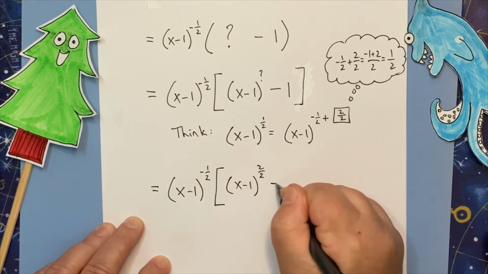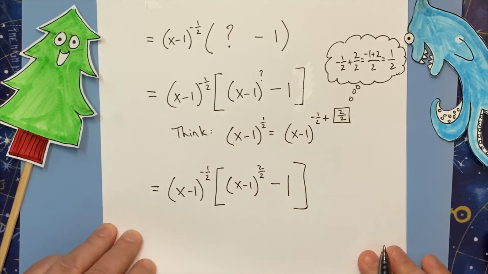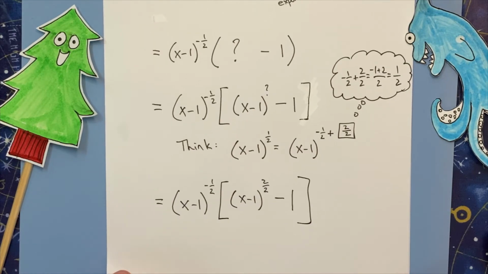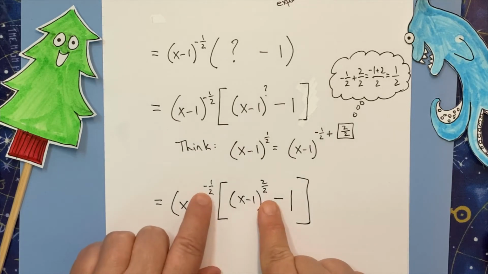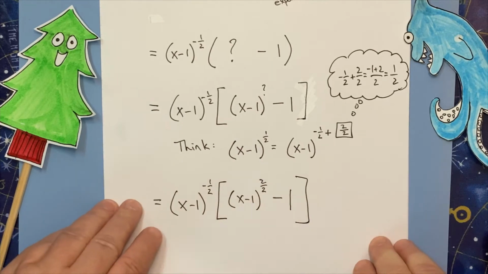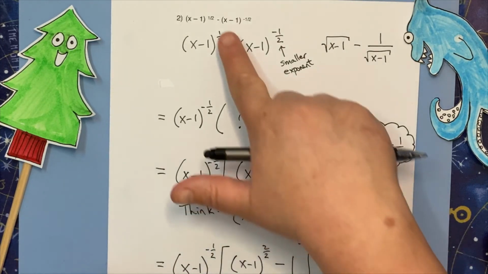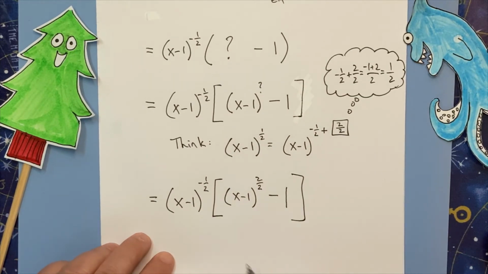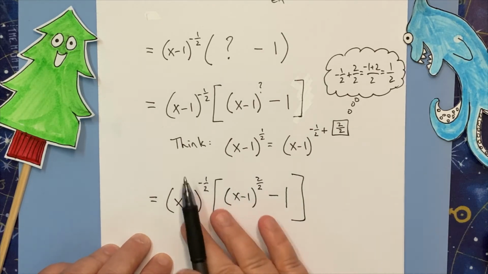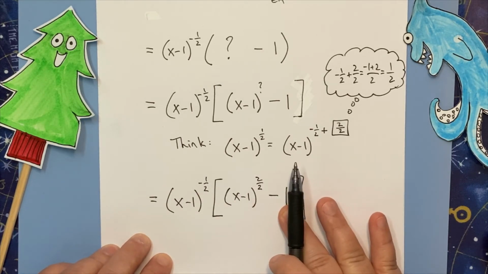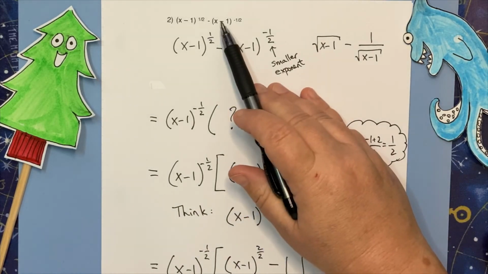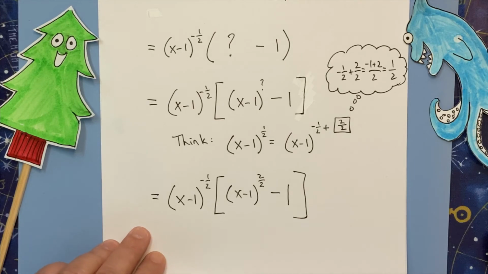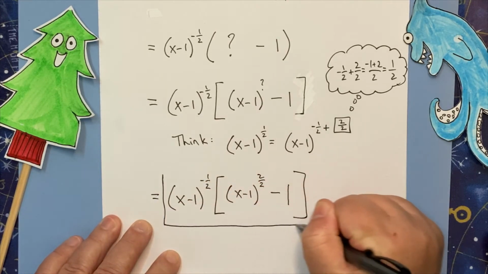2 halves minus 1. Now let's look at it from the multiplication perspective. When I multiply these two together, same base, so I add the exponents. Negative 1/2 plus 2 halves gives me 1/2, which is where I started, right? Second term, x minus 1 to the negative 1/2 times the negative 1. Well, whenever you multiply something times 1 or negative 1, it just sits there, just like itself. So believe it or not, that's it.